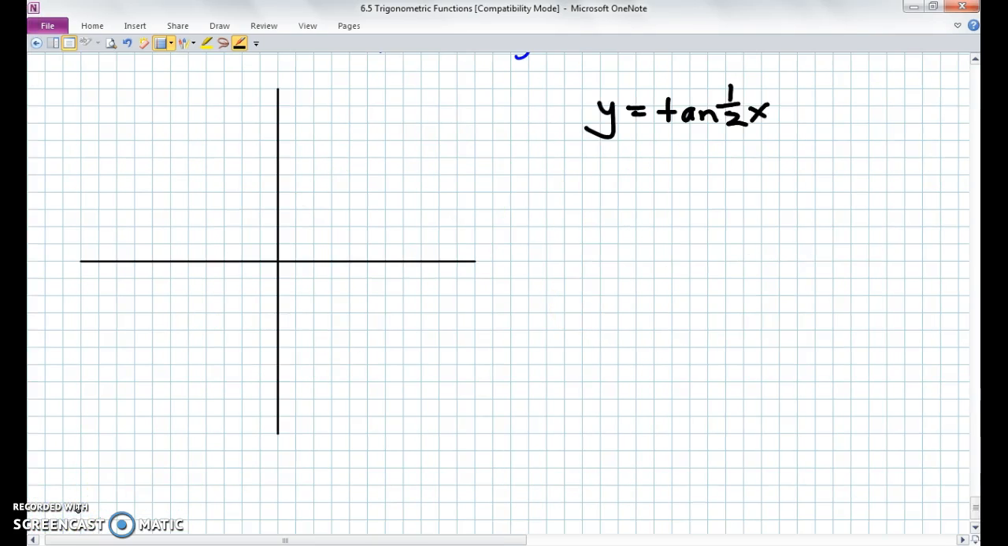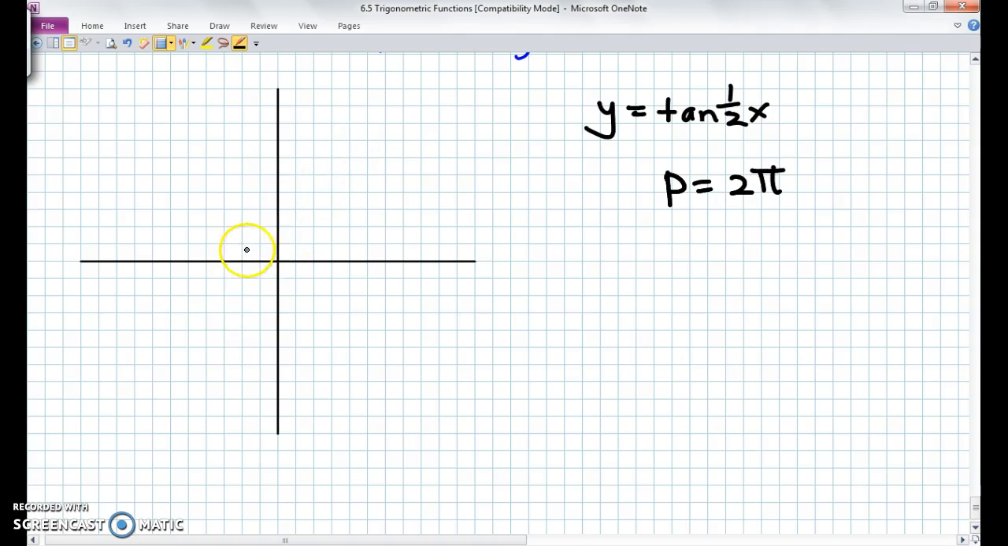So the first one we're going to graph is the one from your worksheet, the first one on the worksheet, which says y equals tan half x. So the only change to our normal tan function is that now our period is what? Double. Is doubled. So we have a period of 2 pi. Okay? So let's think about the scale of our graph.